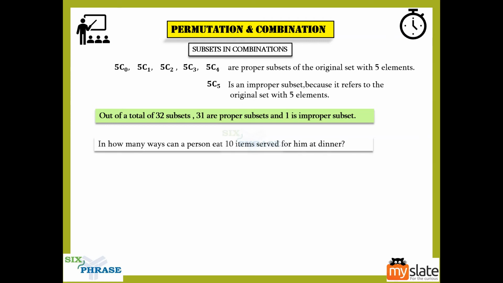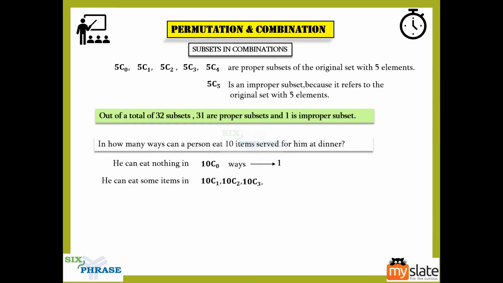Okay, now look at this question: in how many ways can a person eat 10 items served for him at dinner? So obviously there are 10 different items, okay, not same items. Now he can eat nothing, right? So he can eat nothing, and that is 10C0, out of 10 he is eating nothing, so he's selecting nothing. That is equation 1.